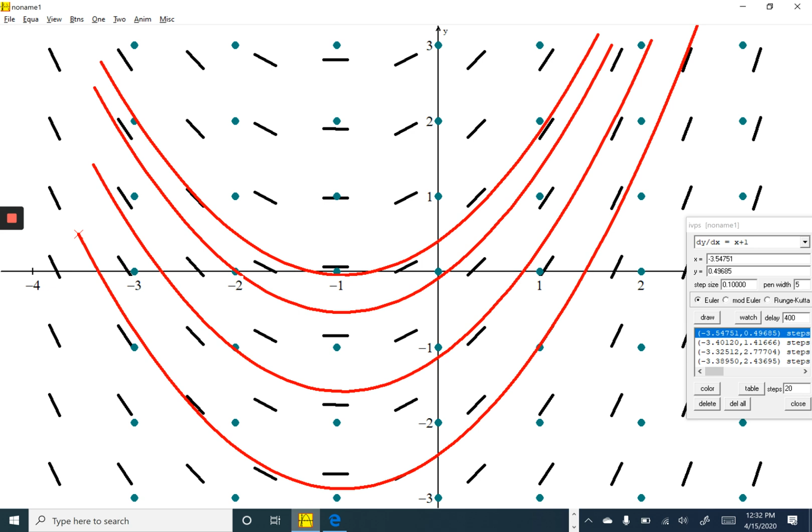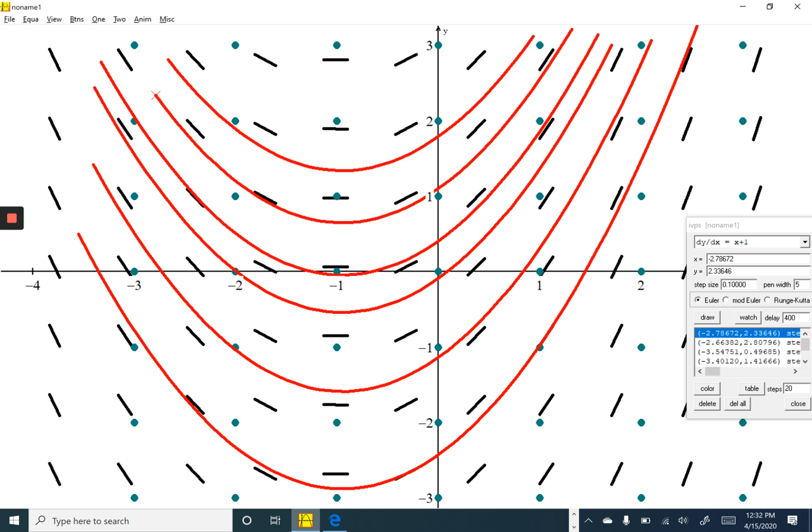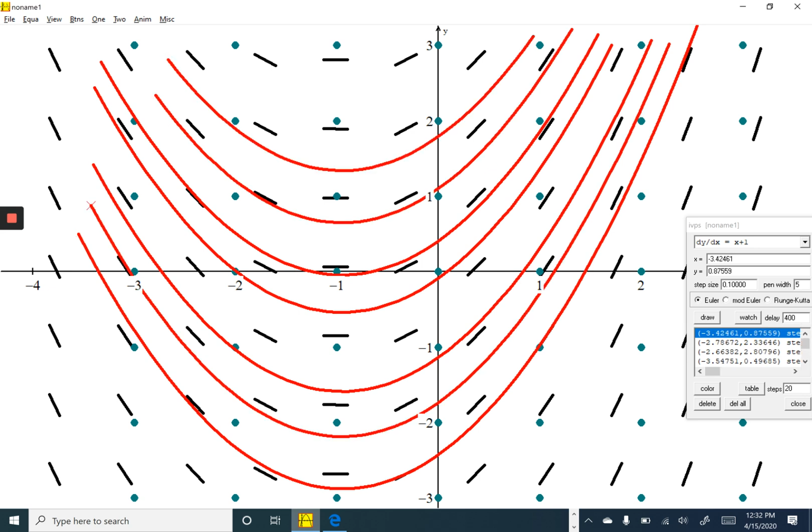So wherever I tap, you can see that we get all these family of parabolas, all with a vertex at x equals -1, that are solution curves for that differential equation.